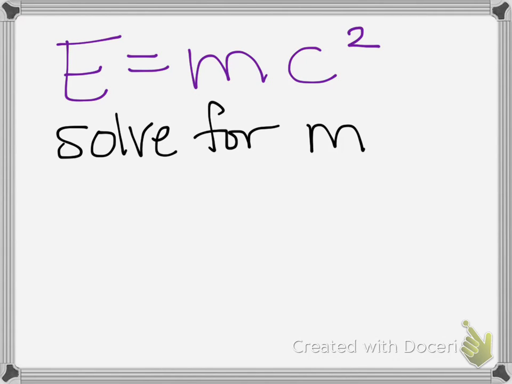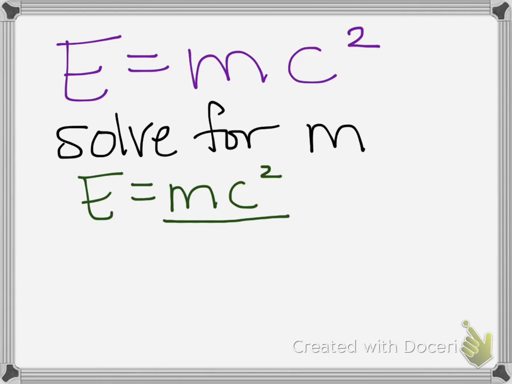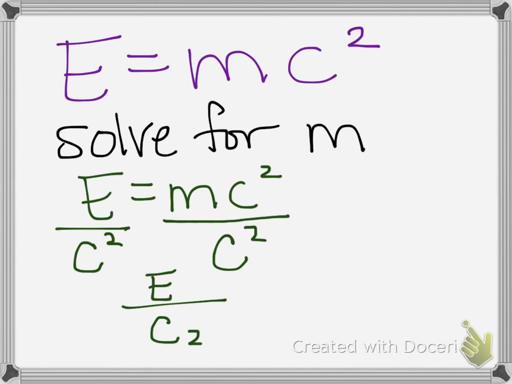E equals mc squared, a very famous formula, and we're going to solve for m. Looking at mc squared, I need to recognize that's multiplication. And I undo multiplication using division. I'm going to divide by c squared because I want the m by itself. E over c squared, I don't change it. E over c squared equals, the c squareds cancel, equals m.